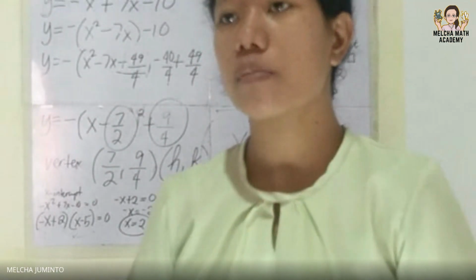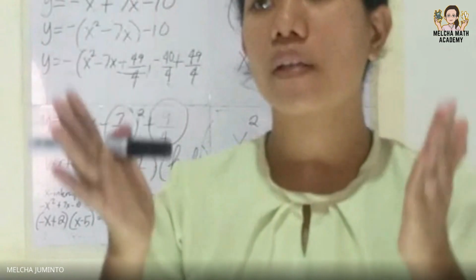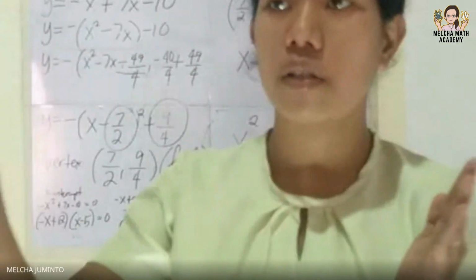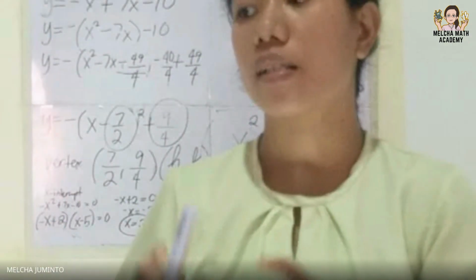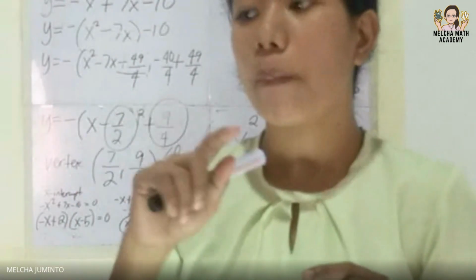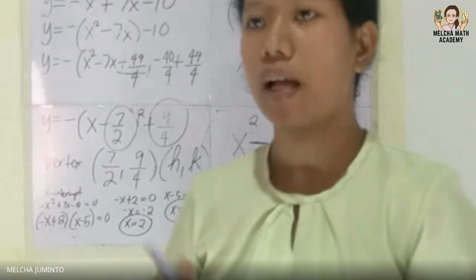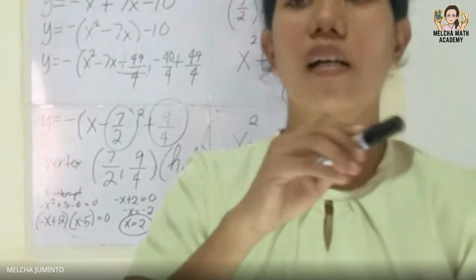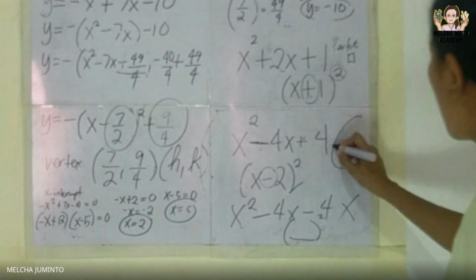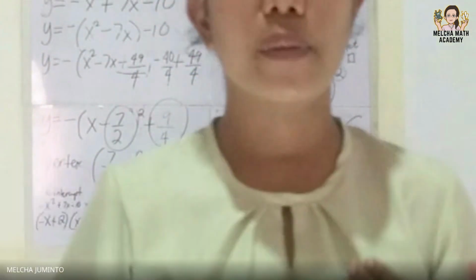Paano mag-plot ng vertex? Basta always remember na kapag point siya, naka-enclose sa parentheses, may comma sa gitna, yung dalawang numbers. Yung unang number, sa x-axis yun. Tapos yung second number, sa y-axis. Ang vertex, dyan iikot yung graph. Kapag ang A negative, downward. Kapag ang A positive, upward. Ang domain laging X, element of real numbers. In short, ibig sabihin, ang value ng X, lahat ng numbers.